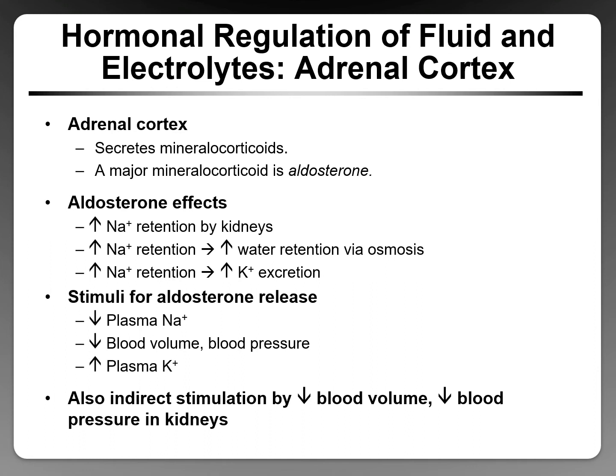What stimulates aldosterone release is a decrease in plasma sodium ion concentrations, a decrease in blood volume and blood pressure, and an increase in plasma potassium concentrations. There is also an indirect stimulation by a decrease in blood volume and a decrease in blood pressure in the kidneys.